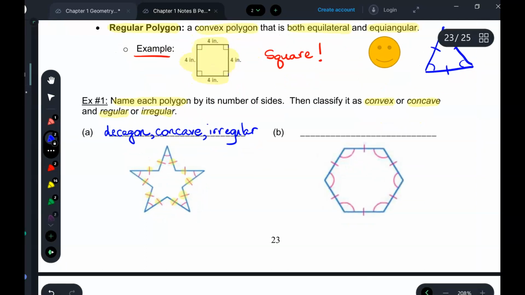This one is a hexagon, because it has how many sides? It looks like a stop sign, right? Octagon, I mean.